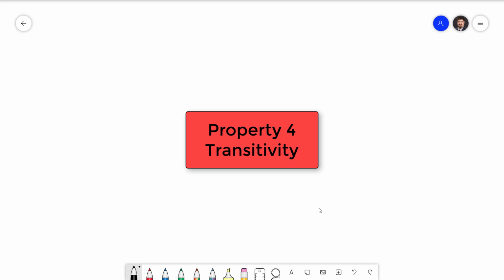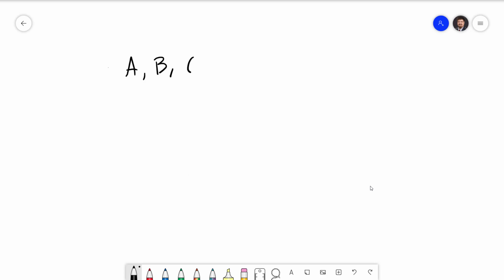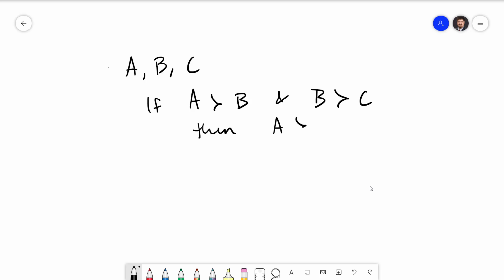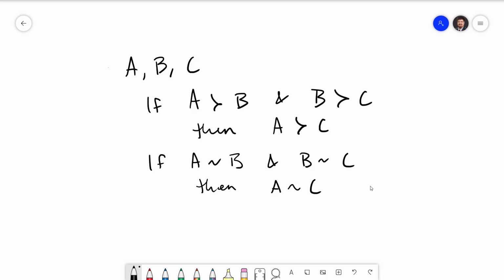The fourth and final property we are going to talk about is transitivity. Transitivity states that if we have three bundles, A, B, and C, if A is preferred to B and B is preferred to C, then it must be true that A is also preferred to C. Similarly, if the consumer is indifferent between A and B, and also indifferent between B and C, then it must also be that they are indifferent between A and C.